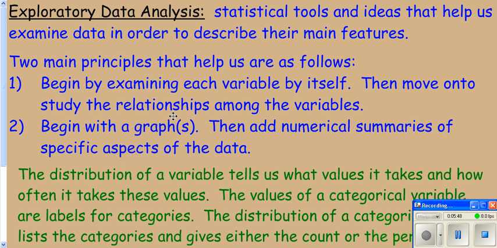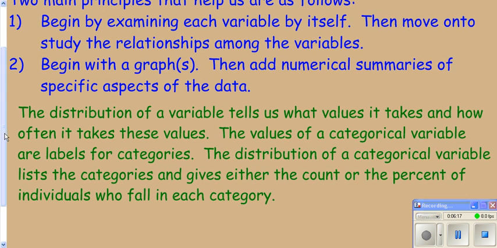We want to collect our data, but once we have our data, we want to examine that data for what it is. After we've examined that data, we want to look for relationships amongst our variables. A lot of times you want to give yourself a graph of your data. And then sometimes with your graph, you'll want a numeric summary. But the graph is always nice. A lot of people are very visual, and the graph gives you a different perspective than just looking at a bunch of numbers. Once you are looking at your graph, you want to look at your distribution.